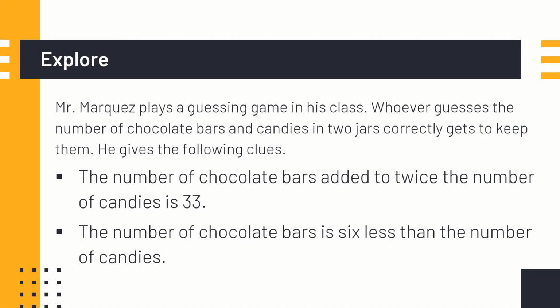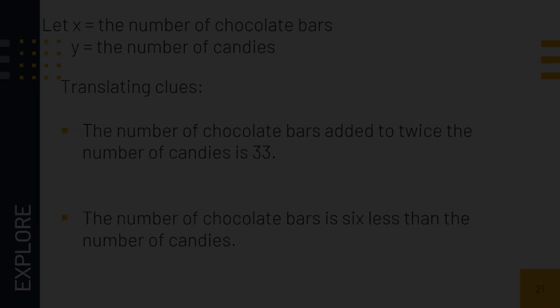Let's have this example. Mr. Marquez plays a guessing game in his class. Whoever guesses the number of chocolate bars and candies in 2 jars correctly gets to keep them. He gives the following clues. The number of chocolate bars added to twice the number of candies is 33. Then the number of chocolate bars is 6 less than the number of candies.